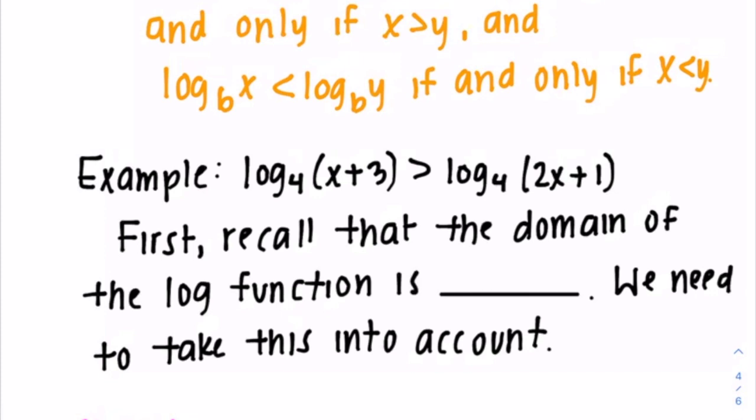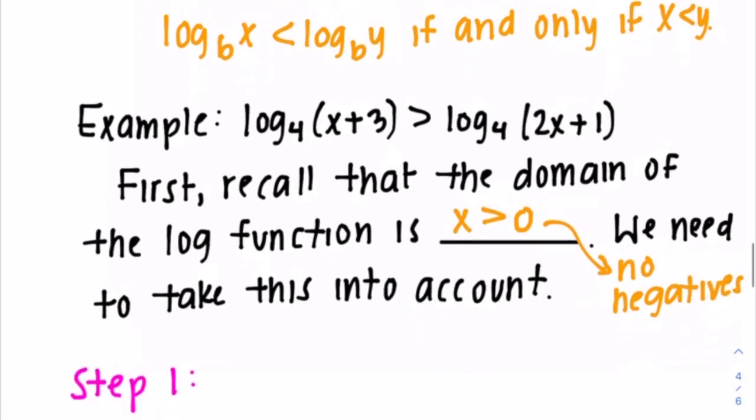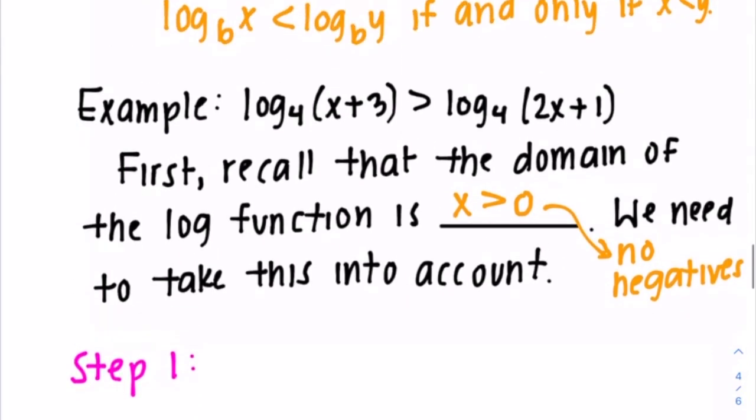So let's look at an example. Remember, it's important to note that the domain of the log function is x is greater than 0. So in other words, you cannot have an x value that is less than 0. Because x cannot be less than 0, we want to set both of our arguments greater than 0 and solve for those x values. So we're going to take the first one, x plus 3, and set that greater than 0.